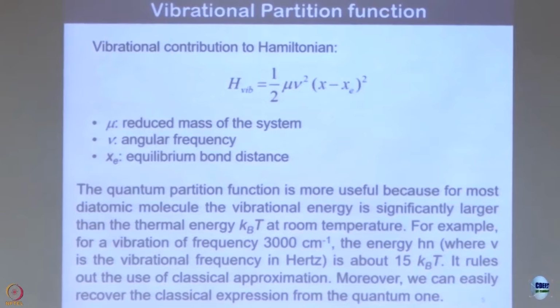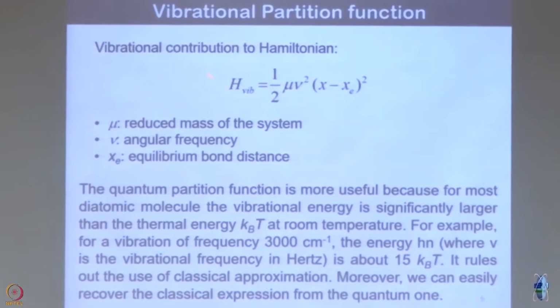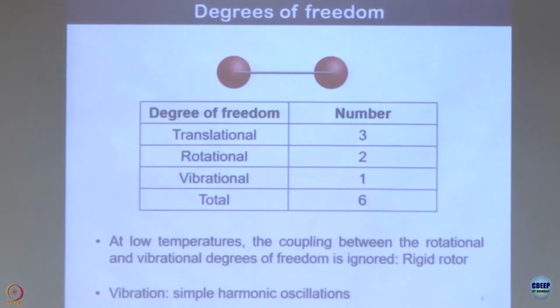Translational part remains the same as we did in the morning. Then we do vibration, then we do rotation. Okay. So, this is half nu square x minus x square. So, this is m L square and this frequency 1 over t square. So, this is energy m L square by t square. It is the reduced mass of the system.